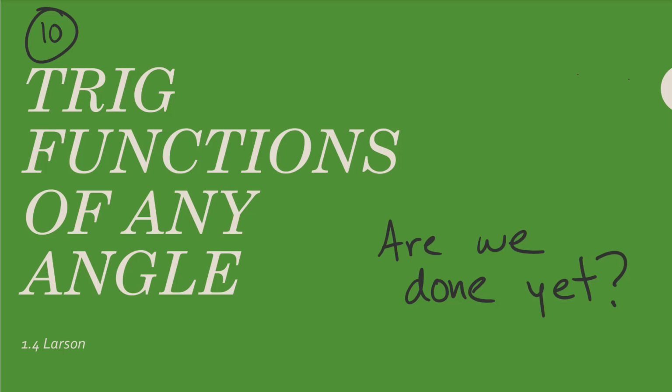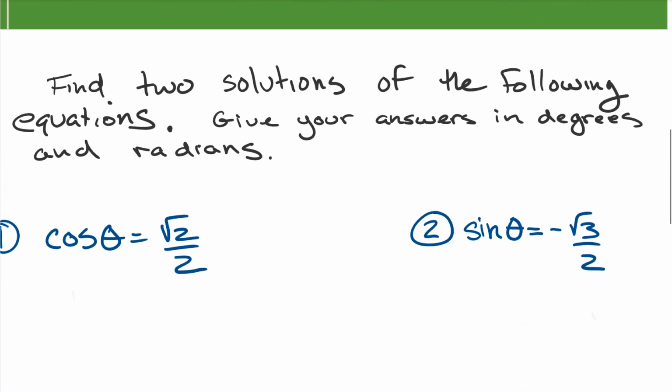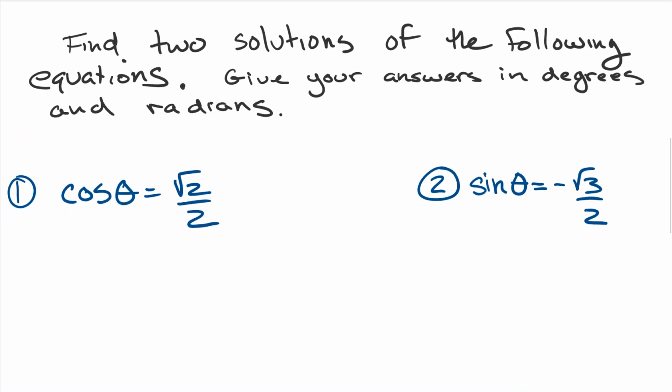And now we're going to move into a game for which a calculator maybe won't help you. This is kind of where you're going to find where you get stuck. And these problems stumped a lot of my students last semester. So let's get into it. And this is the game. Find two solutions of the following equations. Give your answers in degrees and radians.